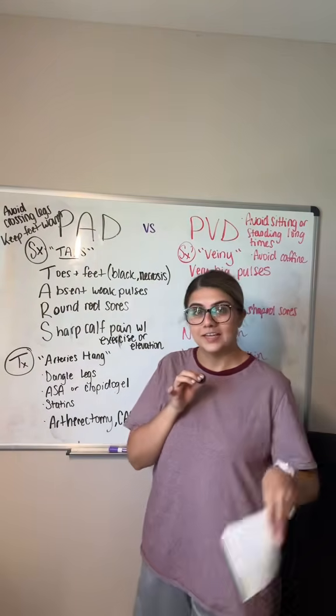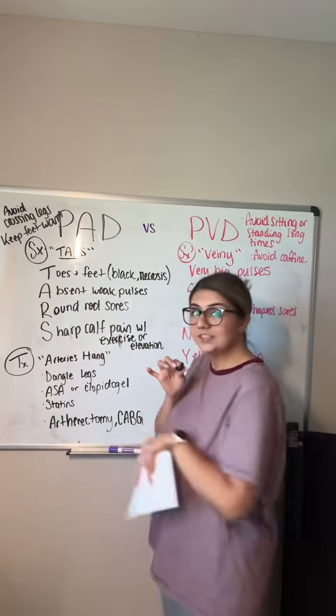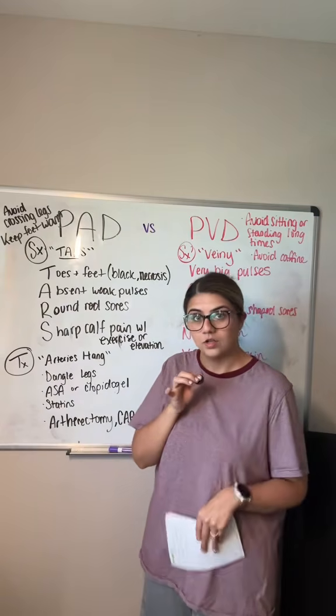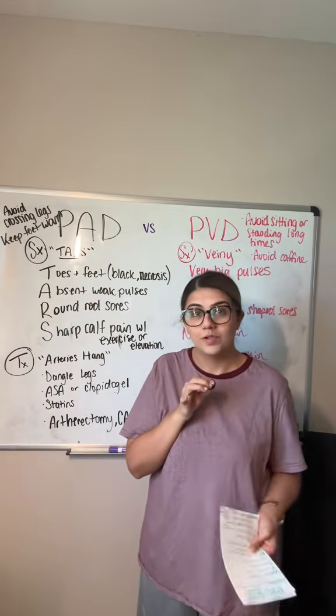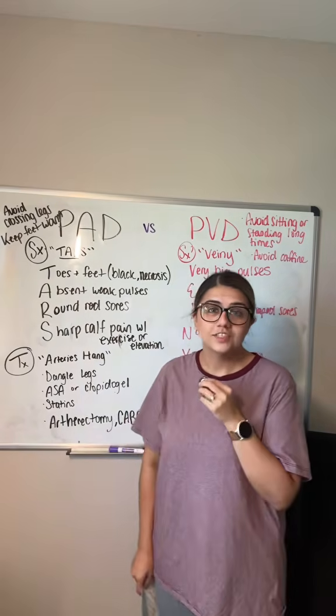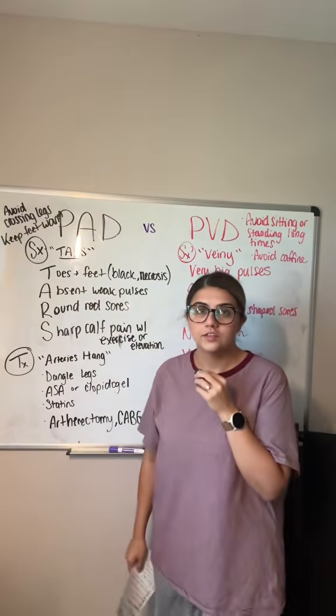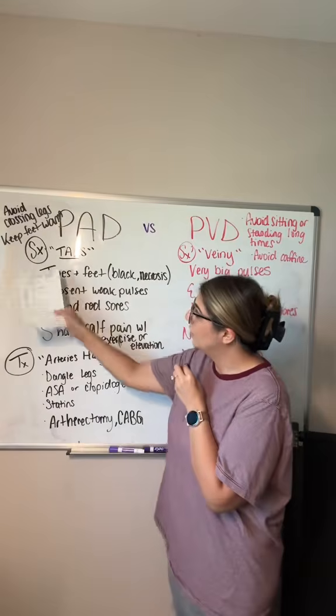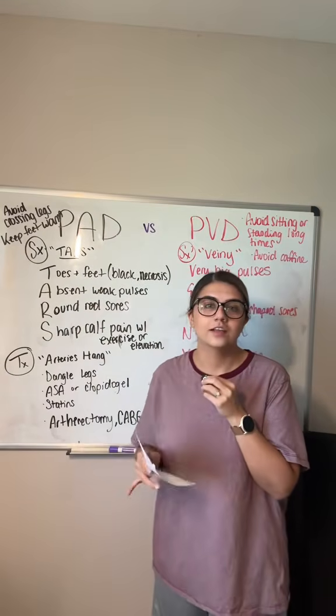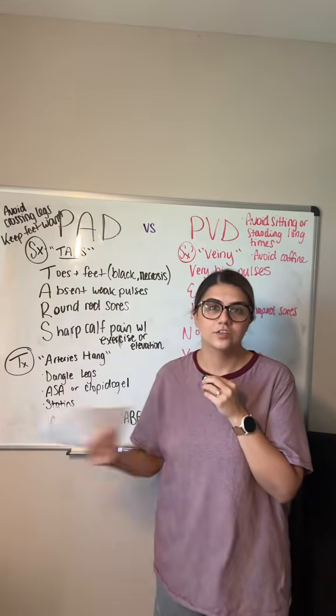We might use antiplatelets. We might give statins to help lower cholesterol. And we might see them get an atherectomy or a CABG, which is going to help remove plaque and improve blood flow. What you can teach your patient is to avoid crossing their legs. Why? Because that is not helping circulation at all. And we also need to teach them to keep their legs warm to keep that circulation in their extremities.